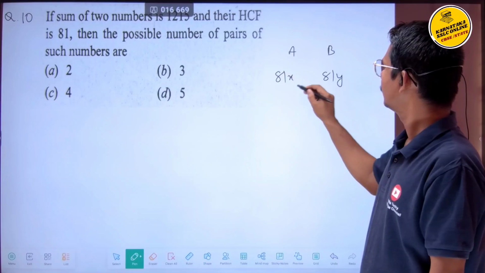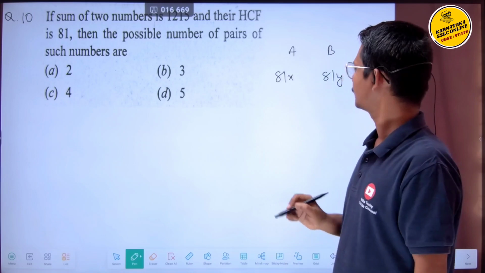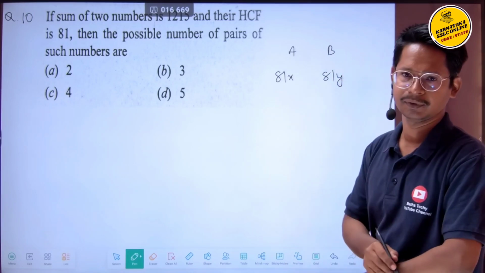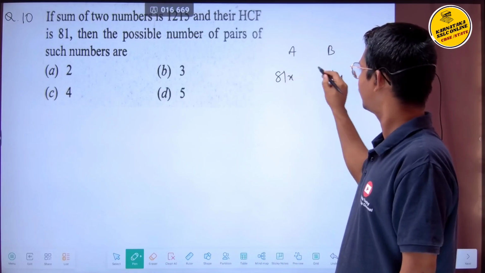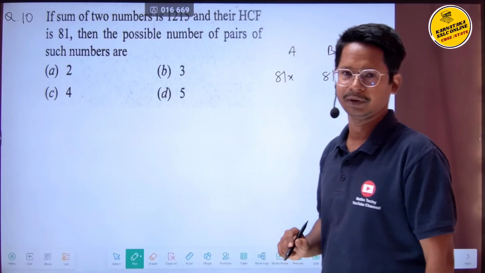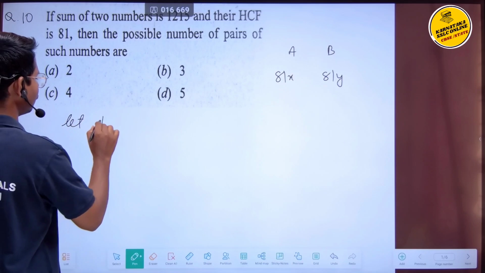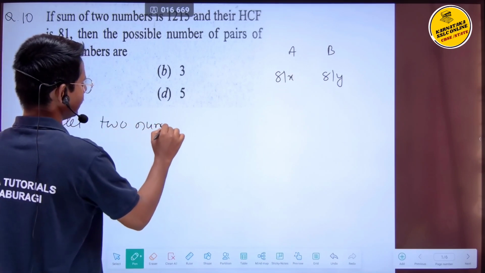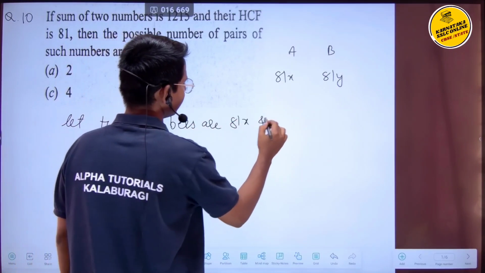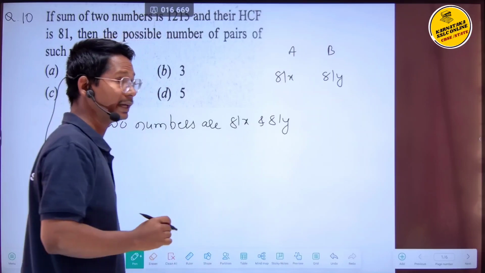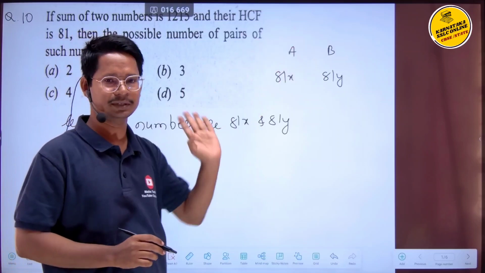Now I need to find the possible number of pairs of such numbers, meaning the possible values of X and Y such that after multiplying with 81 and adding, I should get 1215. So let the two numbers be 81x and 81y. You need to consider the HCF value, because this factor is common. 81 is common for both the numbers, isn't it?